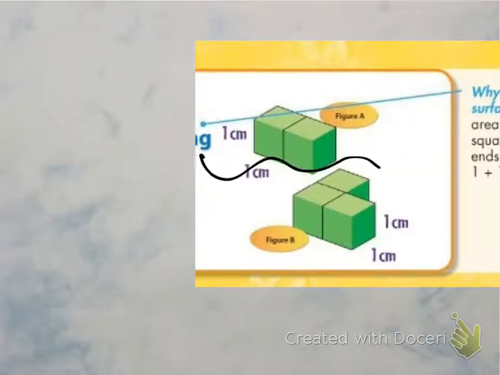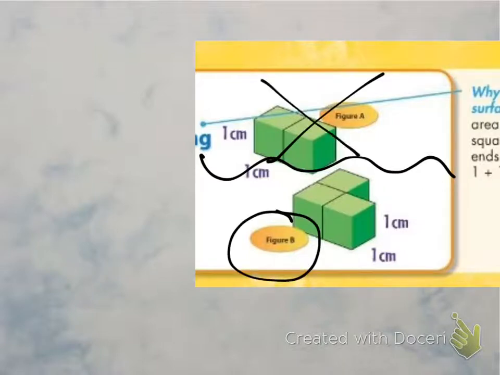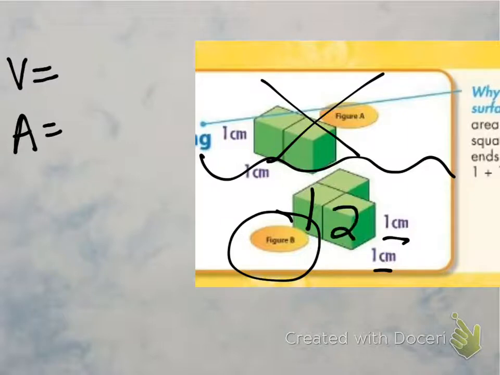Now for figure B, don't worry about figure A, that was from the last example. This time they're not giving us any measurements, just the picture, and we have to come up with the volume and the area. If you recall, the volume just means how many cubes we are using. We are using 1, 2, 3 cubes. There is your volume measurement, so the volume is 3 cubic centimeters.